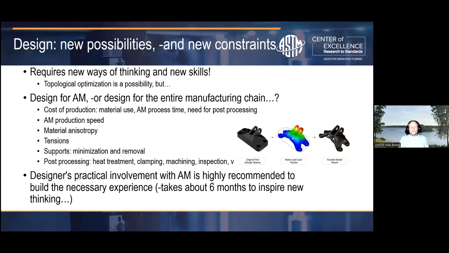So when you design for AM, you need to design not only for AM, but you need to consider the entire manufacturing process chain. And then you need to see the cost for production. How much material is used? The AM process time, which depends a little bit on how you orient the part and how you designed it. And also the need for post-processing. You can maybe make a design that's very good for AM, but then you need to do the post-processing. If that's difficult, then that will raise the price and the cost and the uncertainty in that part.